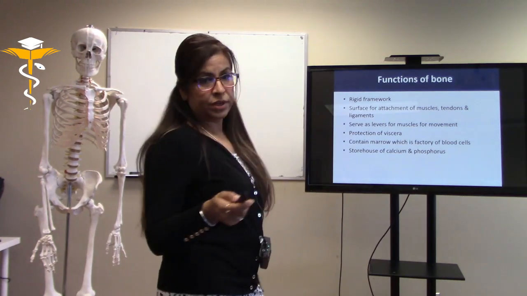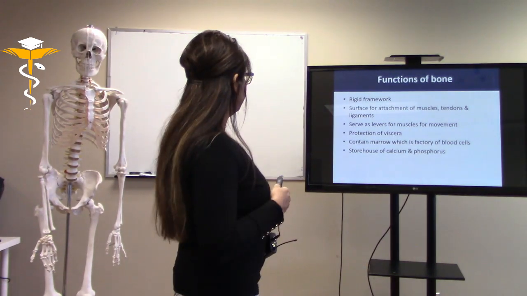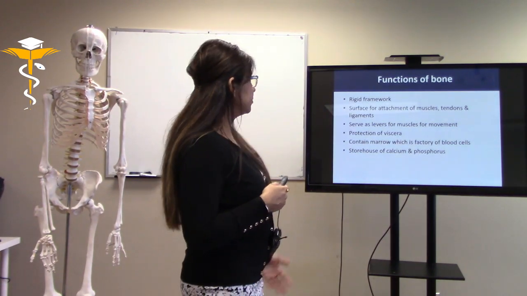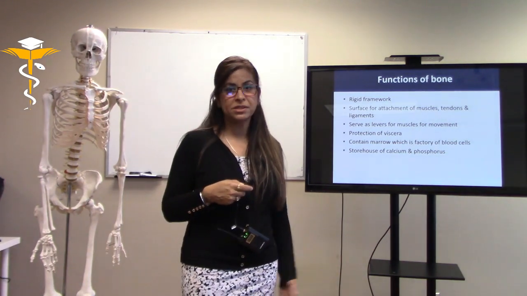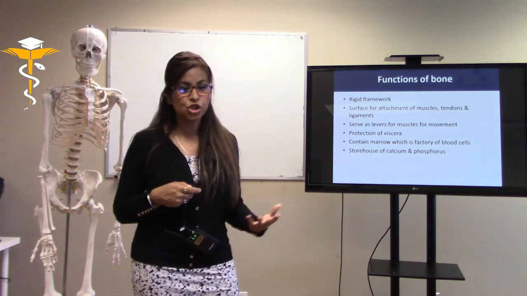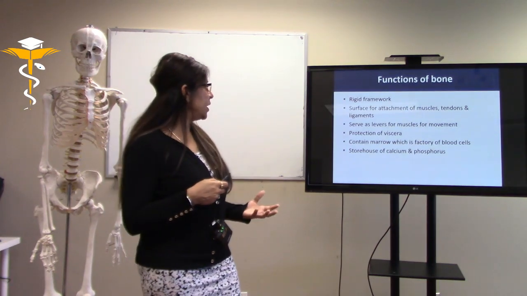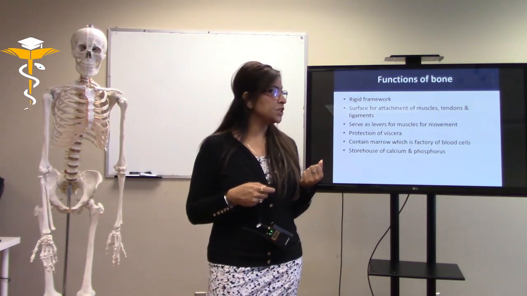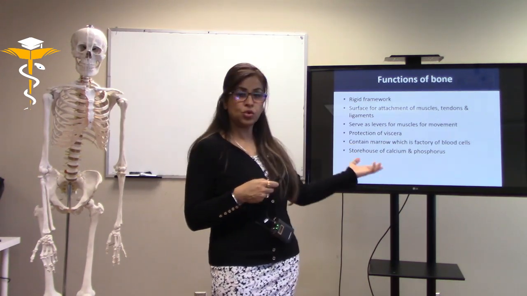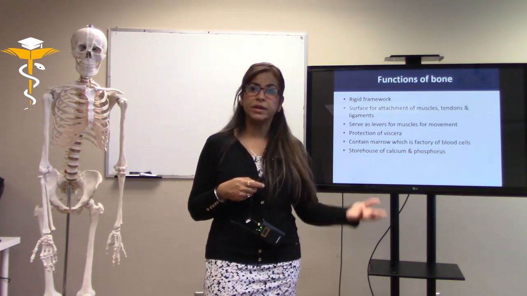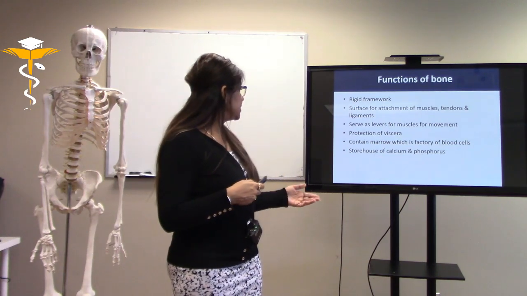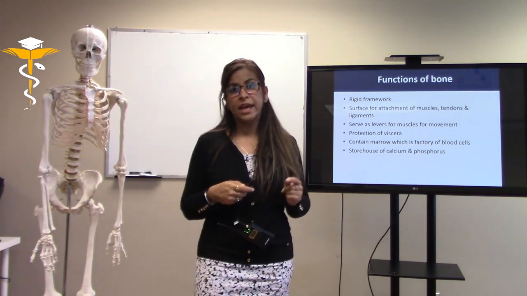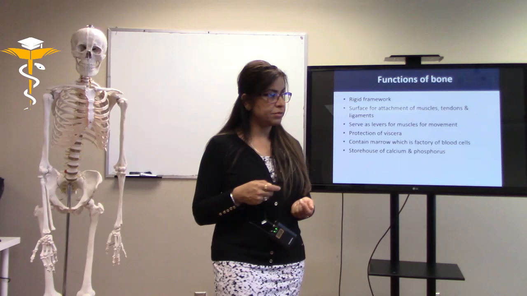Functions of the bone, I already explained to you earlier. Most important, it is a rigid framework, supports muscles and tendons, and provides structure to our body. It protects our internal organs and provides attachments for muscles. It's a storehouse for our bone marrow and red blood cells, and it also stores calcium and phosphorus, so all the minerals, very important.